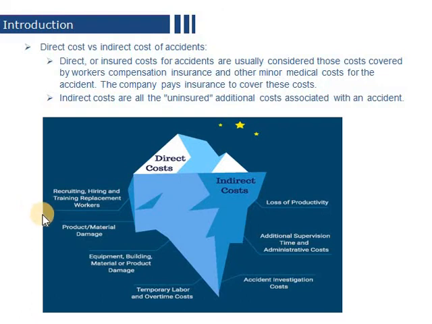There might be some damage to the product, the material, the equipment or the building, and this damage might not be covered by insurance. So this is an extra cost as well to the organization. So you can see we have major costs related to accidents, whether direct or indirect. So it's better for everyone to prevent accidents from happening in the first place or reduce their occurrence.